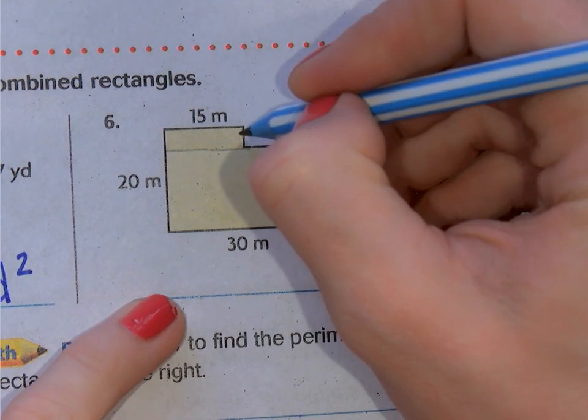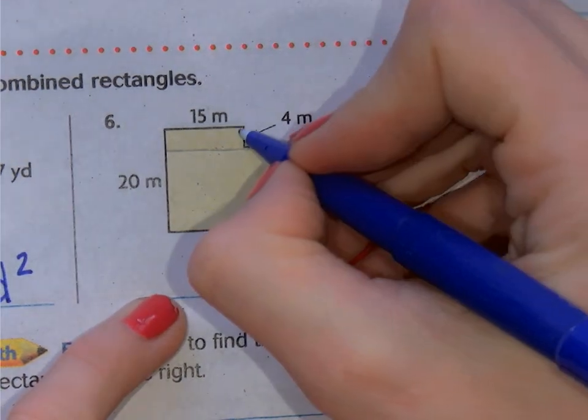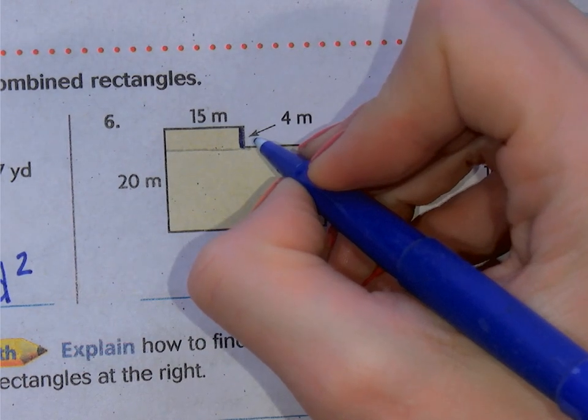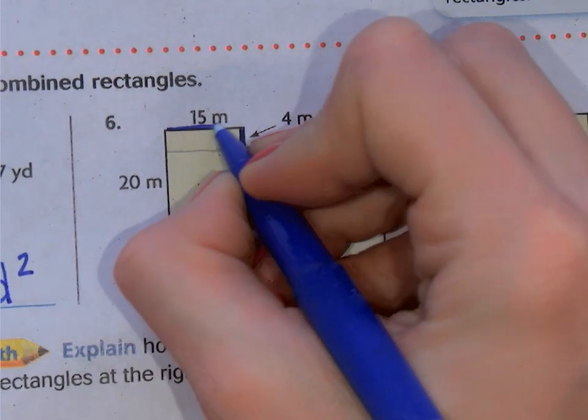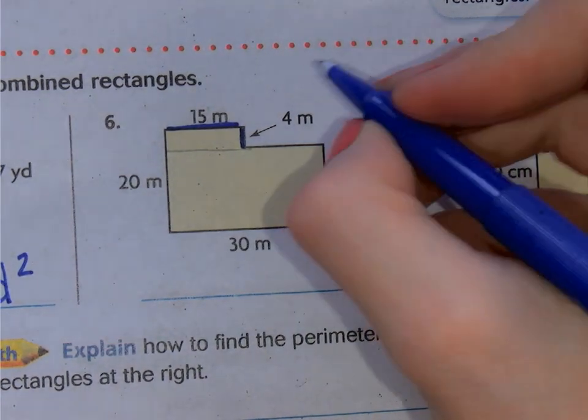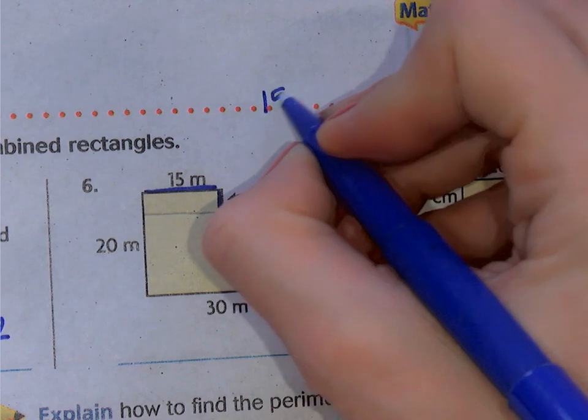Okay, so this side right here, just this little part right here is 4 because it's pointing right to it. And the base is right here is 15. So 15 times 4. Okay, make yourself a little turtle head.